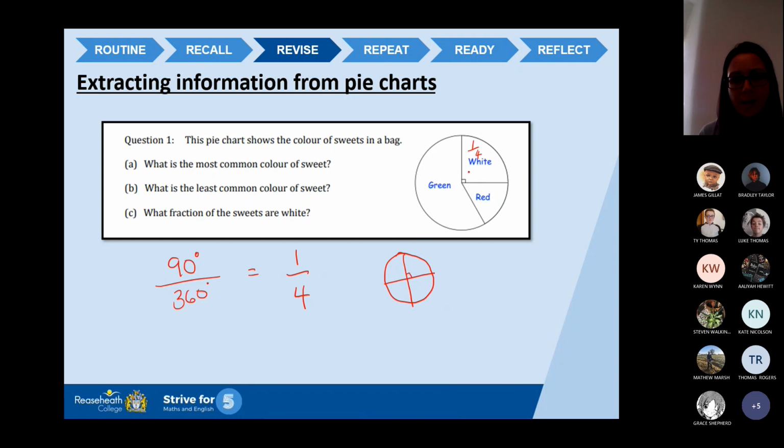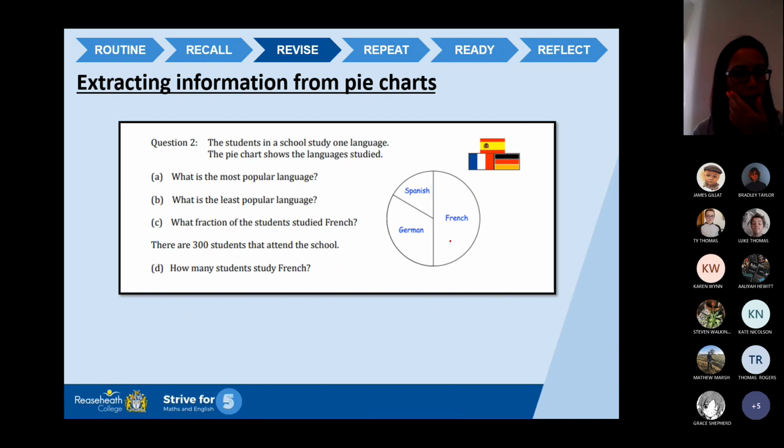If it was like halfway through, if that was green, then that would be a half, wouldn't it? And then you need to use the actual angle size to calculate how many red and what portion that would be, that's what we're going to look at next.